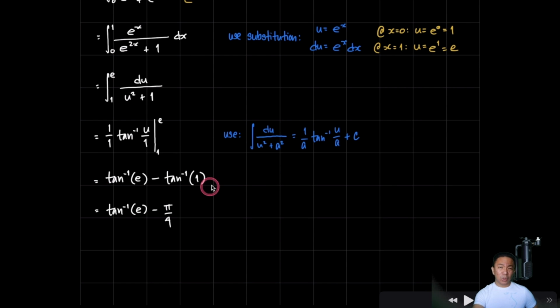Actually, okay na to siguro na final answer. But we have a value rin kasi for the arctangent of 1. It's pi over 4. So, evaluate na rin natin siya. So, final answer is arctangent of e minus pi over 4. And then, let's move on to our final example.